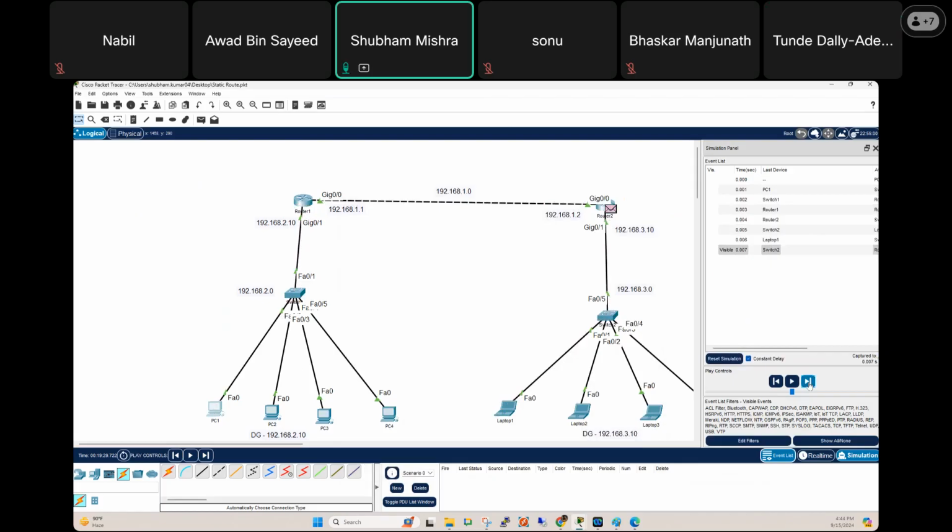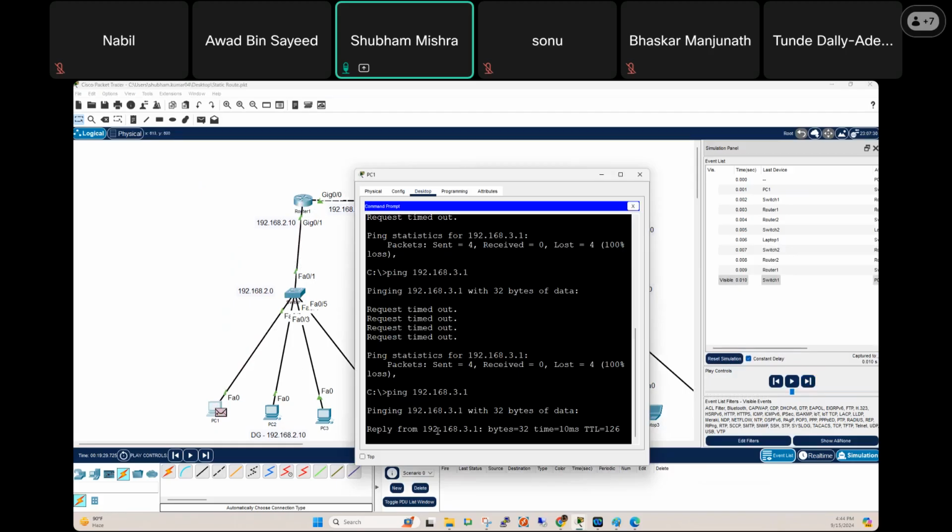router number 2 forwards this packet towards 1.1. So forward towards 1.1, right? Router number 1 checks what the destination is. Destination is 192.168.2.1, and 2.1 is directly connected on which interface? Gig 0/1. Router 1 forwards this packet through this interface. Packet reaches here. Reply came. See, you got the reply.